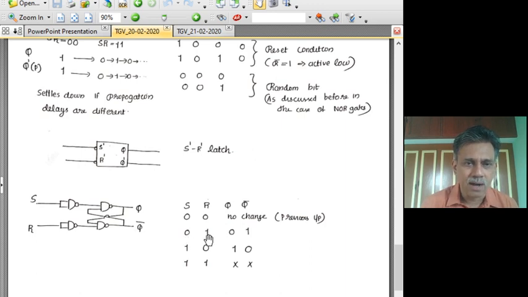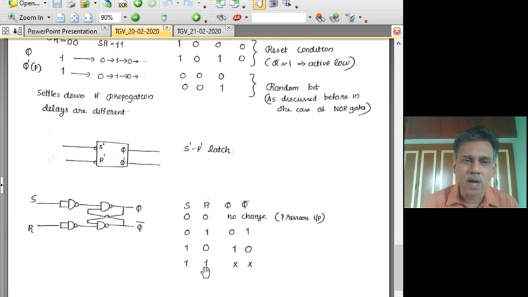a 1 in R and a 0 in S will be a reset condition. That is, Q will become 0 and Q complement will become 1. A 1 in S and 0 in R is a reset condition. Sorry, this is a set condition. A 1 in S and 0 in R is a set condition, and this is the next state. What we mean by that is Q plus will become 1 and its complement will be 0.